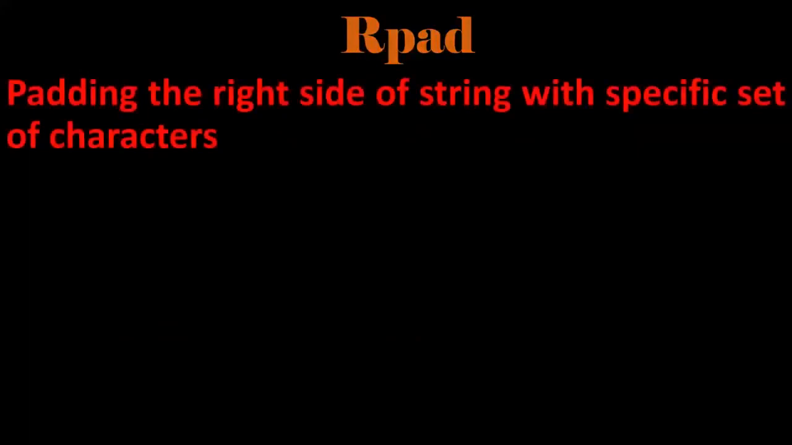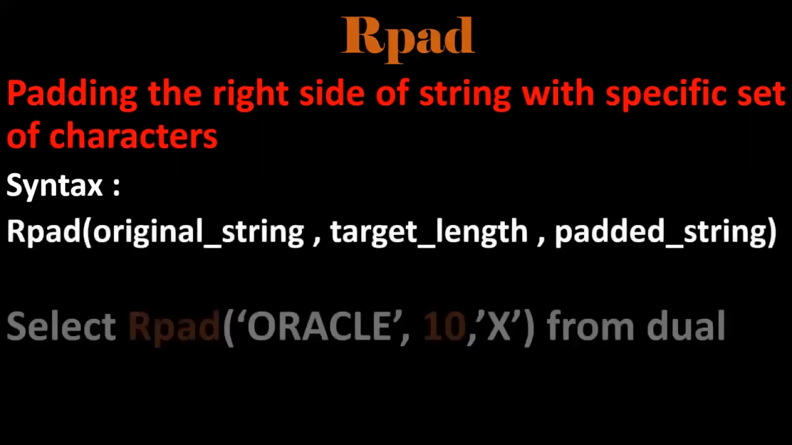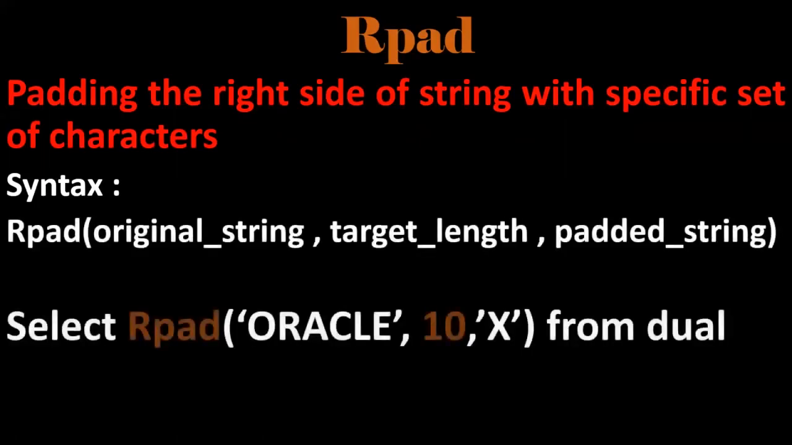Next one is the rpad. It's similar to the lpad, but we are padding to the right side. So right side, 4 X's will be padded. Now we have good understanding of the concepts. Let us see the patterns one by one.